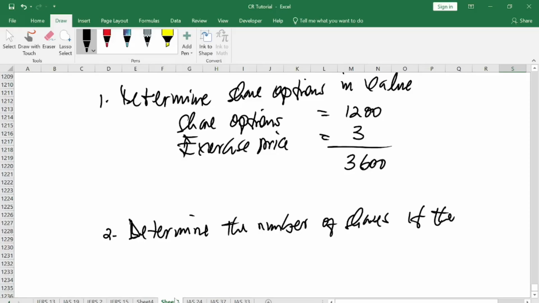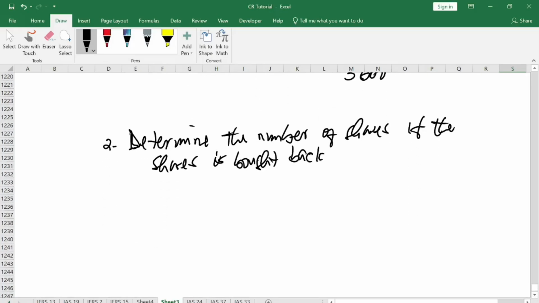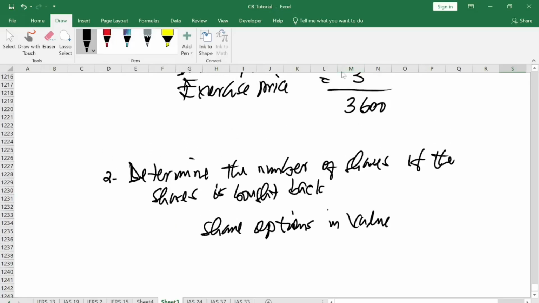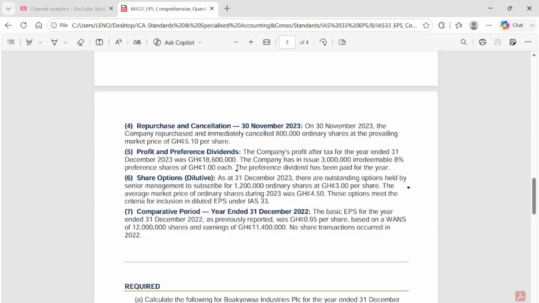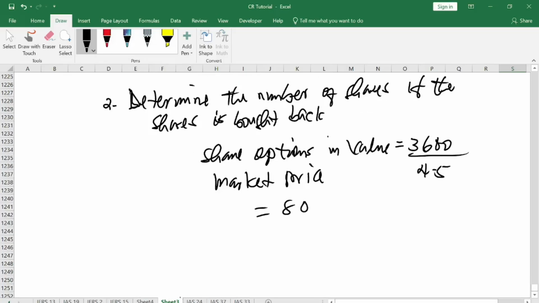Two, determine the number of shares if the shares are bought back. This is simple because we know the market price of the share. So here you will pick the share options in value, the one that you calculated, 3,600, and divide by the market price. In the question, they said the market price of the share is 4.5. It will give me 800.